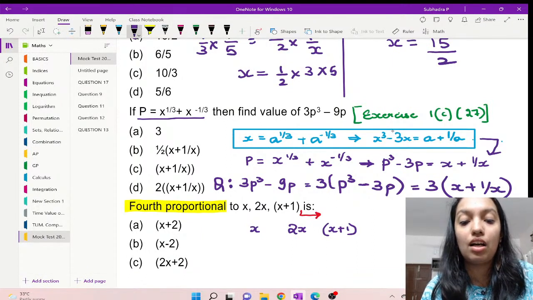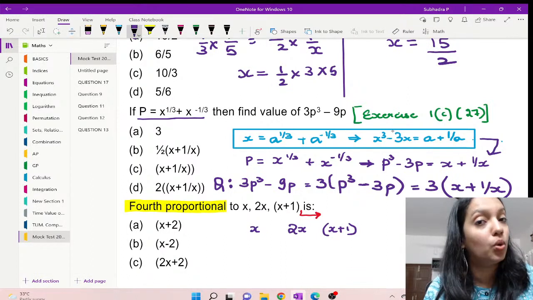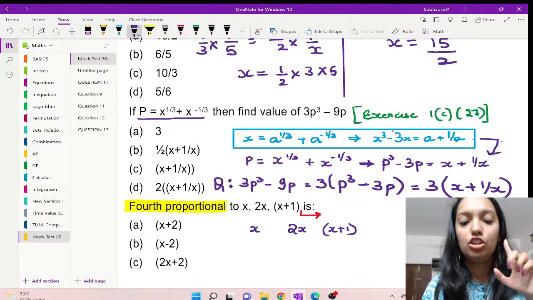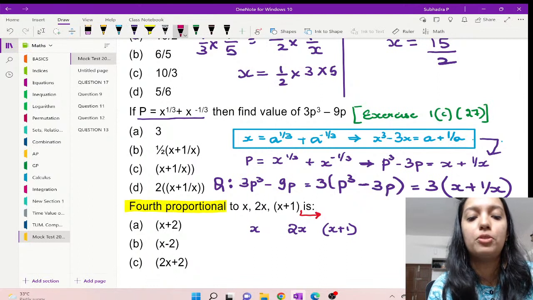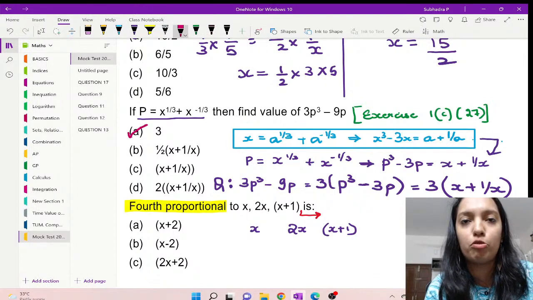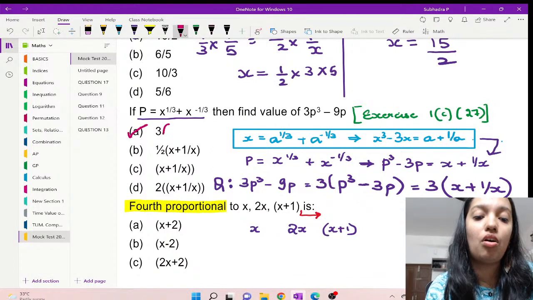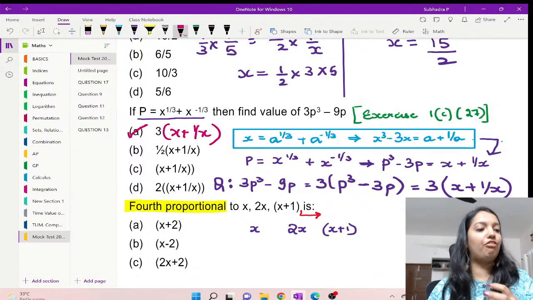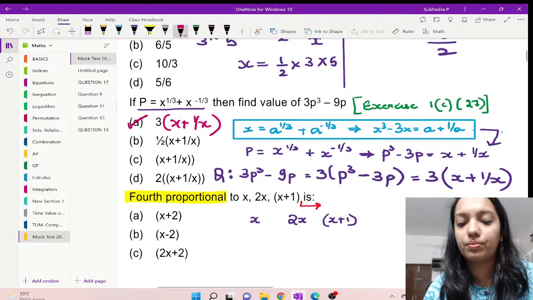Do we have this in our options? Unfortunately, no. This option is not there. So, I believe there is a mistake in option A. The correct answer has to be option A. Just like how you observe option D, 2 of x plus 1 by x, similarly, option A has to be 3 of x plus 1 by x. So, please rectify this question in your notes.